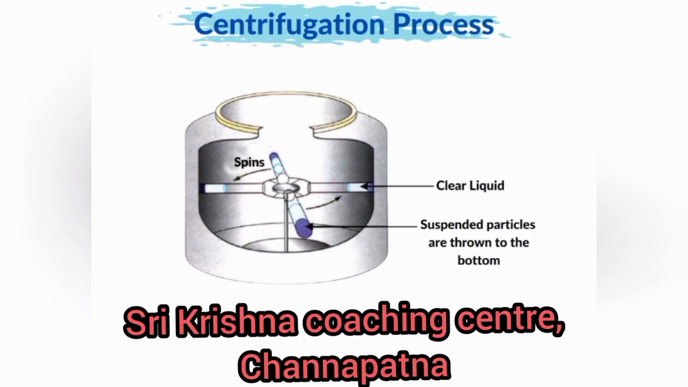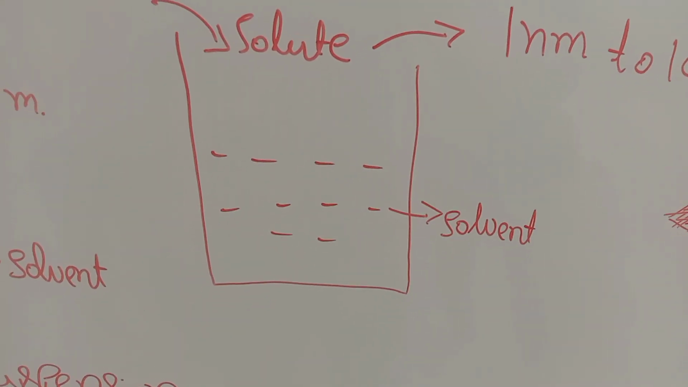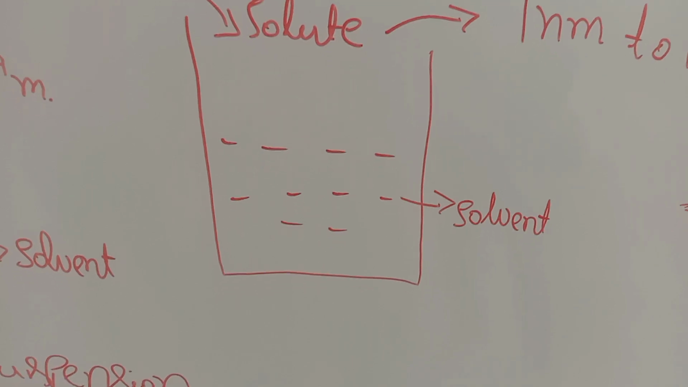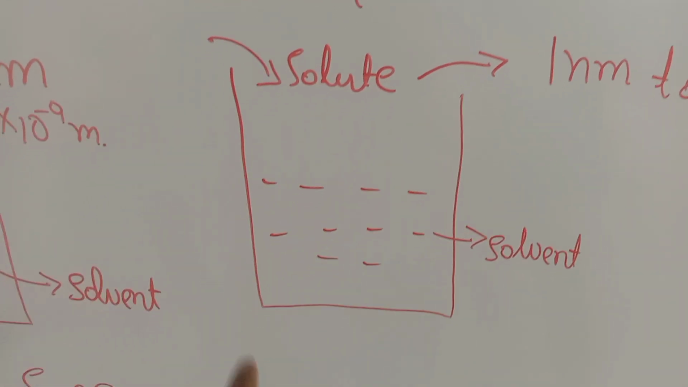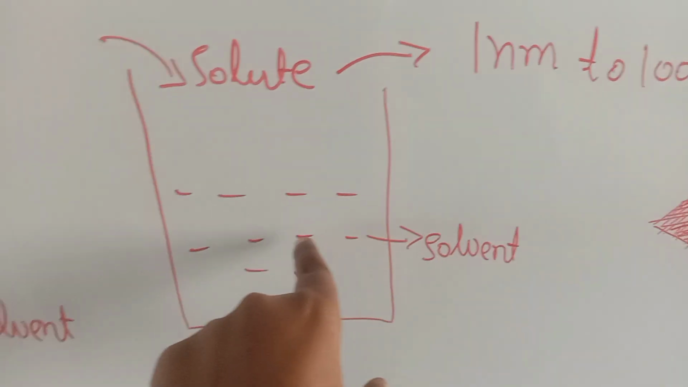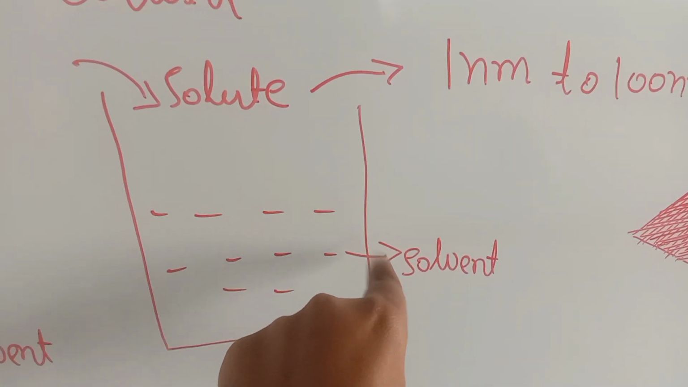But we have one method called centrifugation. By using this method, we can separate the solute particles, or the filtration is possible. And another important thing is we can observe Tyndall effect in case of colloid very clearly. We can see the path of light through this solution. Okay, this is one more important thing.